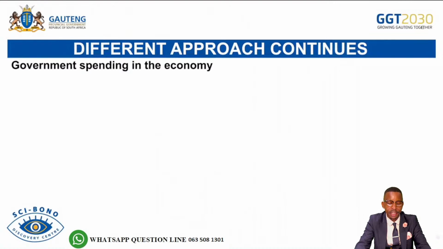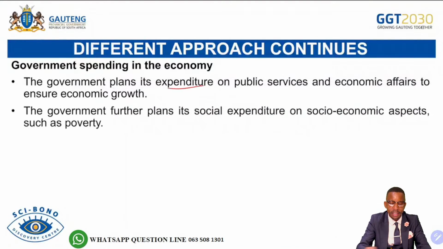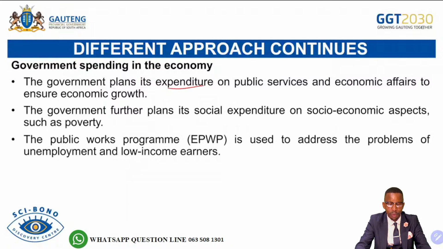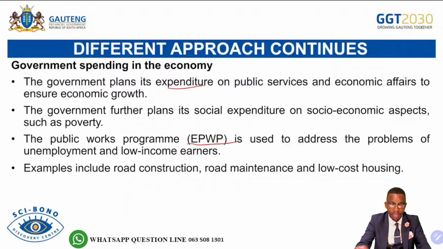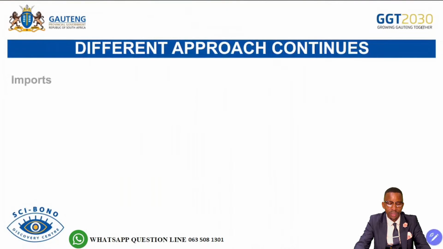Government spending in the economy. The government plans its expenditure on public services and economic affairs to ensure economic development. The government further plans its social expenditure on socio-economic aspects such as poverty. The public works program, such as EPWP that has been mentioned before, is used to address the problems of unemployment and low-income earners and reduce poverty. Examples include road construction, road maintenance, and low-cost housing. And then we continue the different approach.